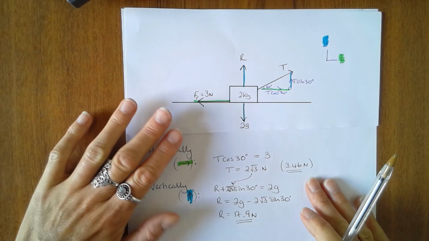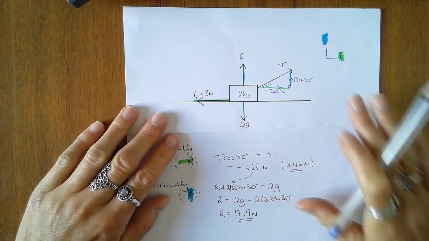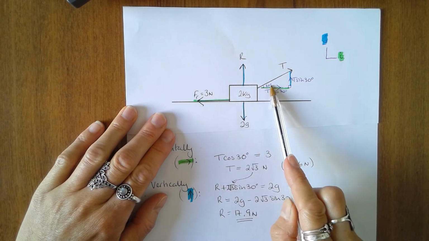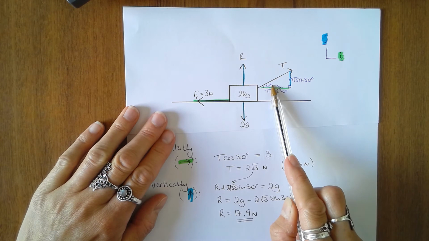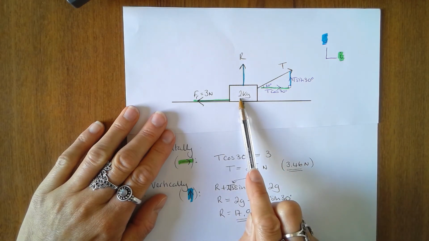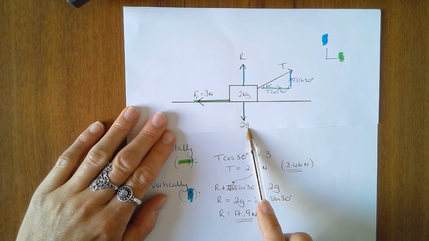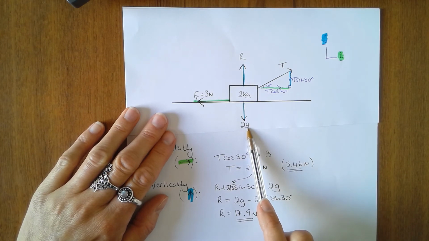So I've given a value to some of the things, friction, the degrees in the tension there, and a mass to the box of 2 kilograms, so that means we multiply that by gravity to get the weight of the box.